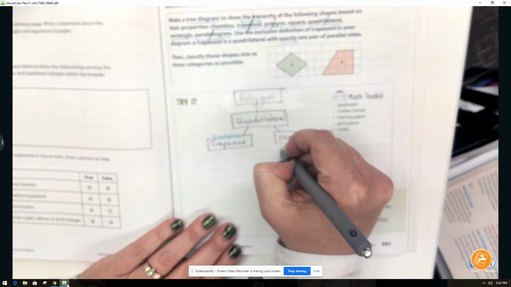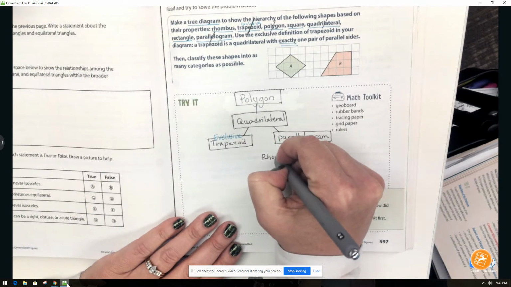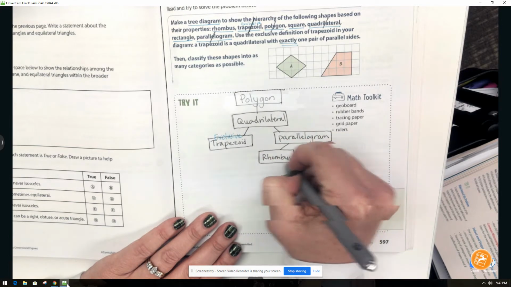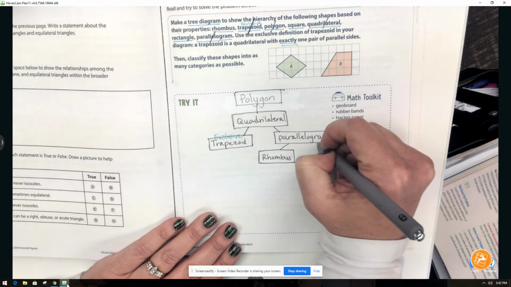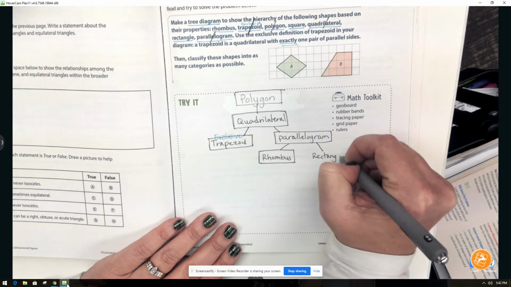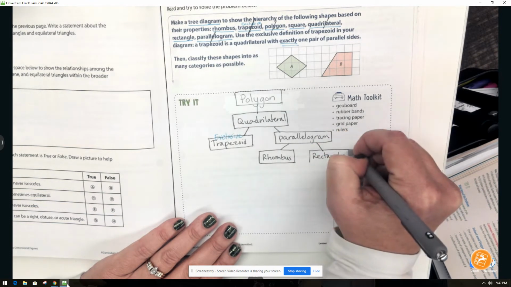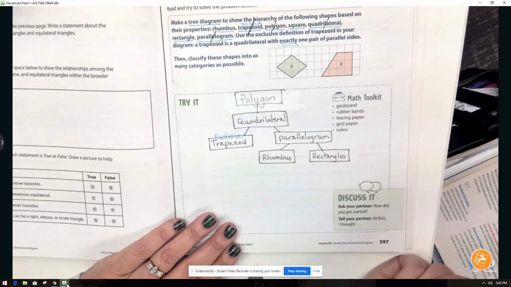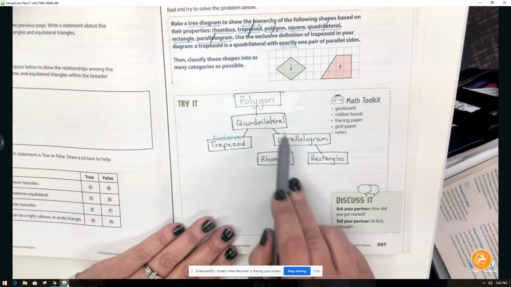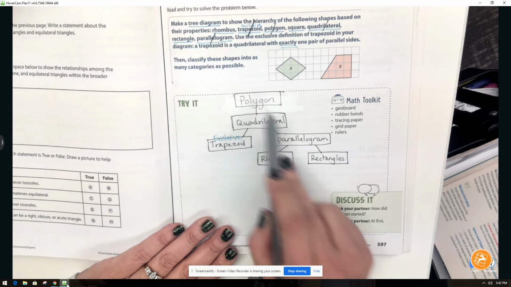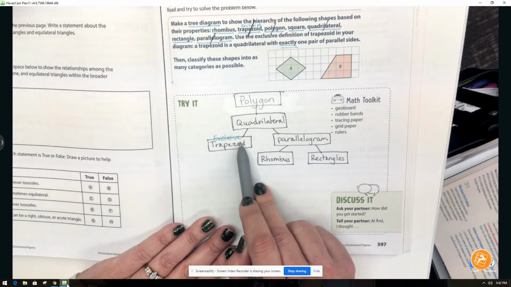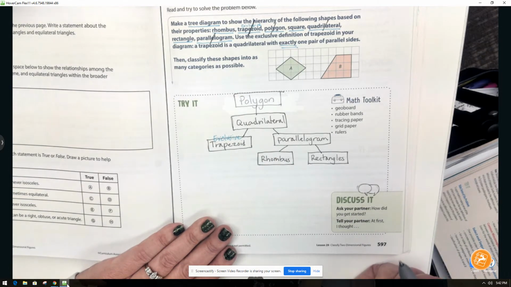We're going to have a rhombus here, because a rhombus is a parallelogram. And then we're going to have rectangles here, because rectangles are also parallelograms. So a rectangle can be a parallelogram, it can be a quadrilateral, it can be a polygon. A rectangle cannot be a rhombus, and a rectangle cannot be a trapezoid because they're not connected.